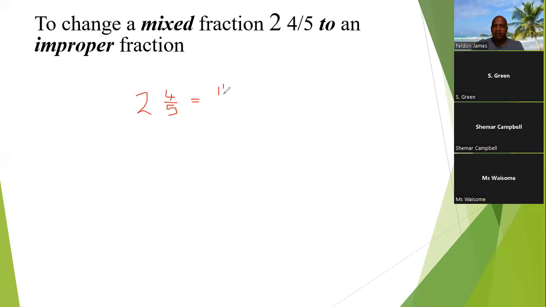So it means that 2 pizzas and 4 extra slices, where each pizza is cut up into 5 parts, will give you an improper fraction of 14 slices out of 5. Is that clear, guys? Any questions? So we should be familiar with how to make these conversions.